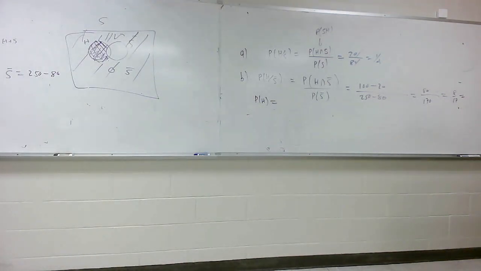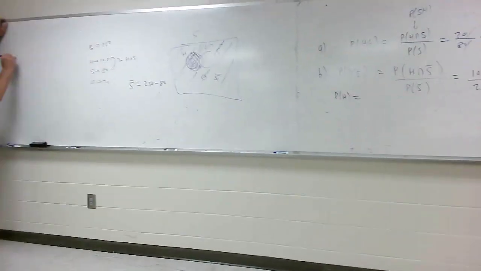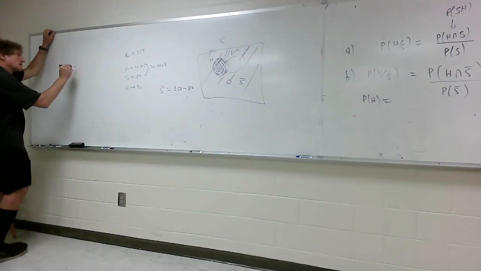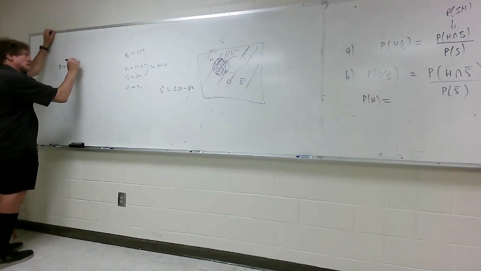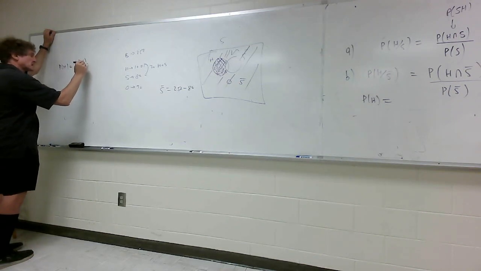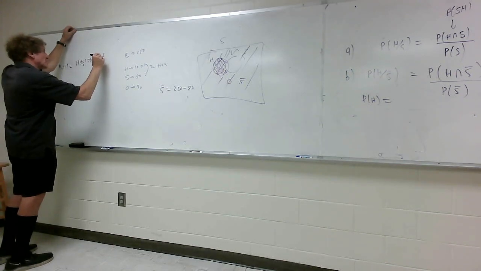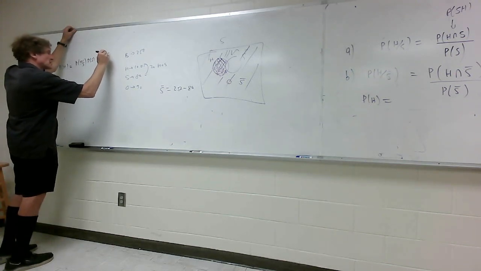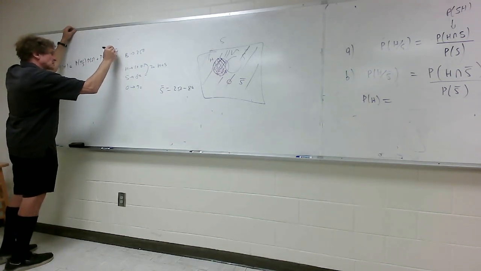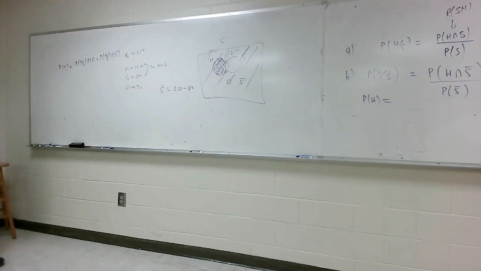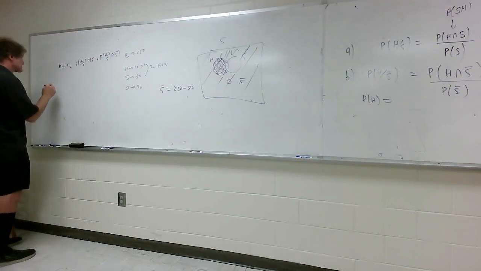Let's do it right here. So probability of H is gonna be what? Probability of H given S, right? Times probability of S plus probability of H given S bar times probability of S bar. You all agree with that? Yeah. And if we're gonna do this, what is it gonna be?